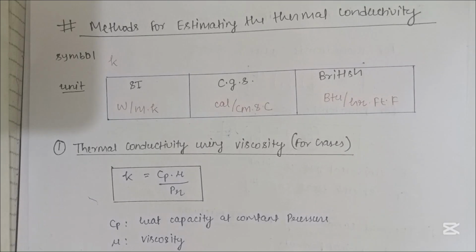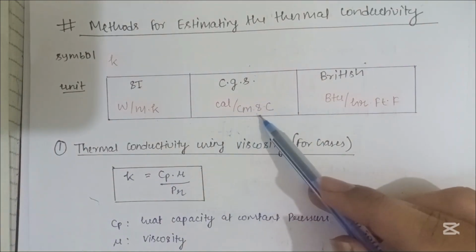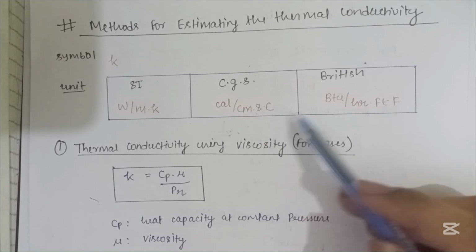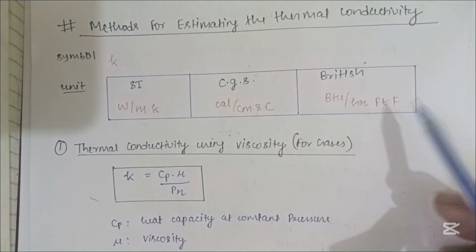Alright then, before starting the problems, let's understand all the basics and formulas for estimating thermal conductivity. Firstly, we will discuss methods for estimating it. As we know, thermal conductivity is a measure of a material's ability to conduct heat. It is denoted by the symbol K. Its SI unit is watt per meter Kelvin. Its CGS unit is calorie per centimeter second degree Celsius. Its British unit is BTU per hour foot Fahrenheit.